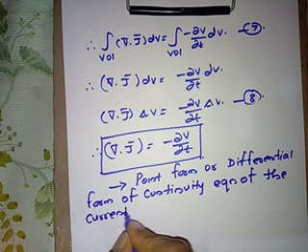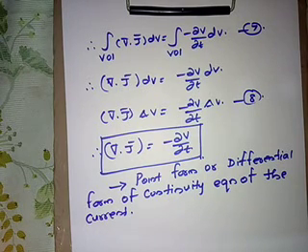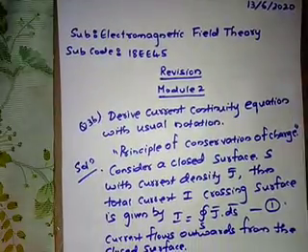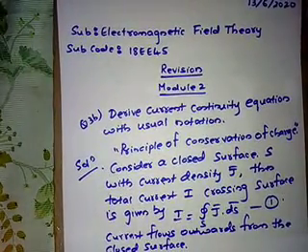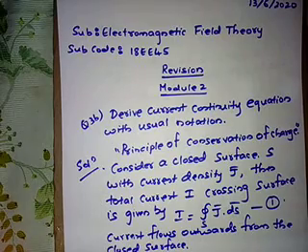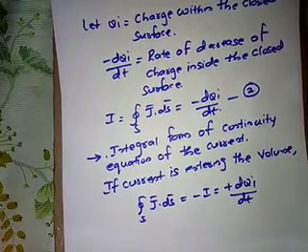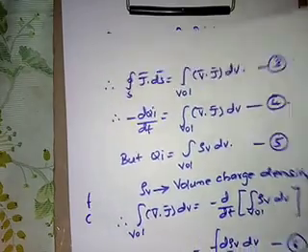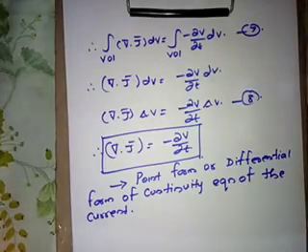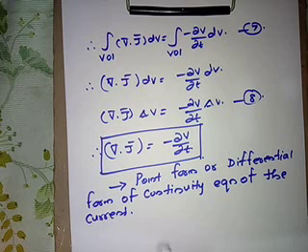Fine, students. Like this we have derived the continuity equation of the current both in integral form as well as in differential form. This was today's derivation, starting from the principle of conservation of charge. Finally we arrived at del dot j bar equal to minus dou rho v by dou t, which is the point form or differential form of the continuity equation of the current.